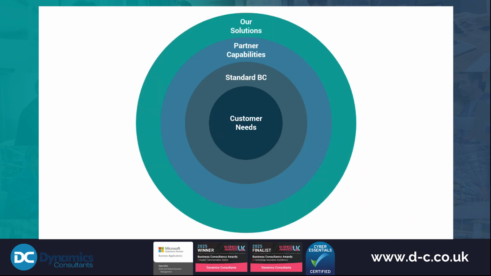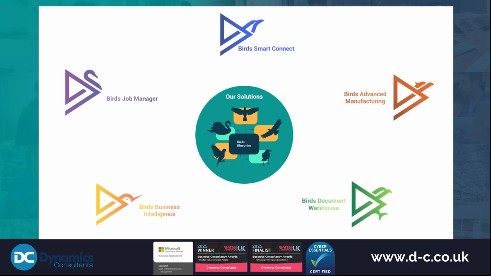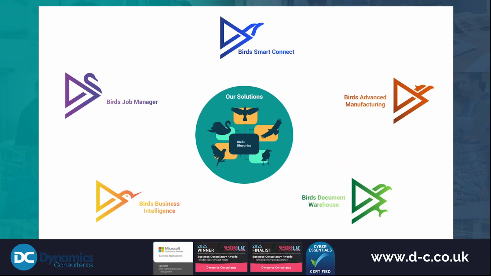And of course, where we come in is the solution layer on top of all of the things mentioned before. Our solutions are represented by birds, different birds, and we call them our Birds blueprints, addressing the symbiosis between the different solutions. If we zoom in on those solutions, we see five here. For today, we will skip Birds Smart Connect, which is an integration platform, but we focus on Birds Advanced Manufacturing, Birds Document Warehouse, Birds BI, Business Intelligence, and Birds Job Manager.